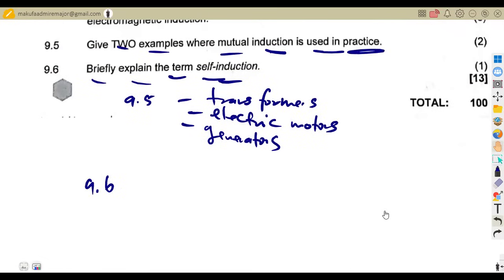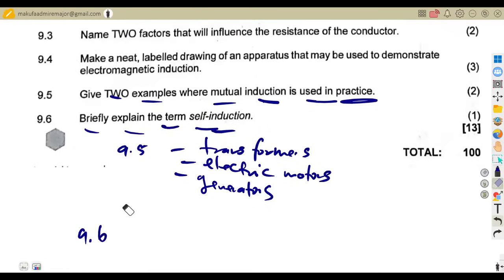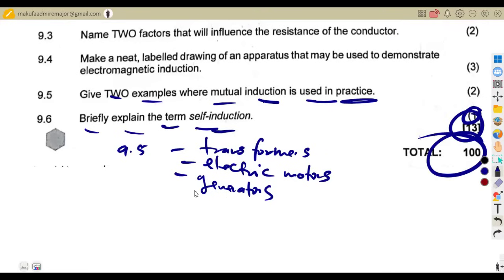All right, I'm just going to say this one, then you're going to just try and work on it. Self-induction is the generation of an EMF in a circuit by varying the current in that same circuit. We talked about this. That is the self-induction part. So that was our question, guys. Just 1 mark. 13 marks and everything, then a total of 100 marks in this question paper.